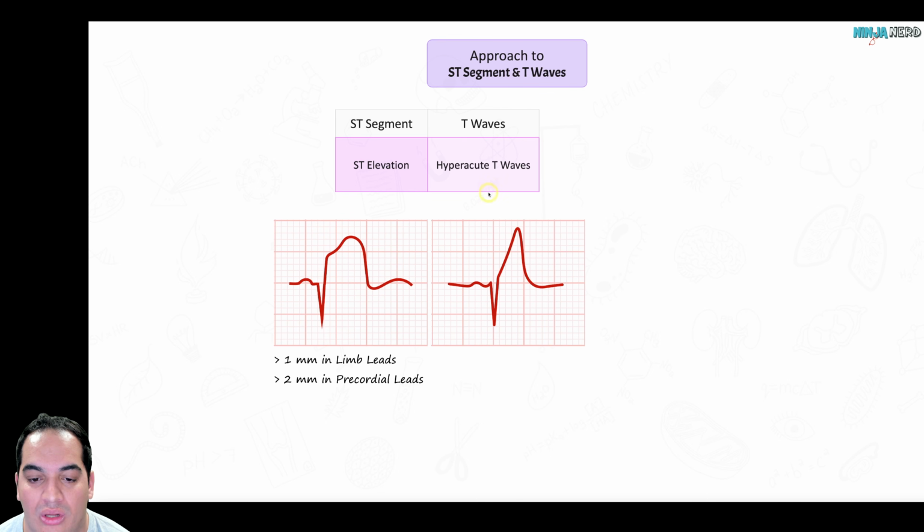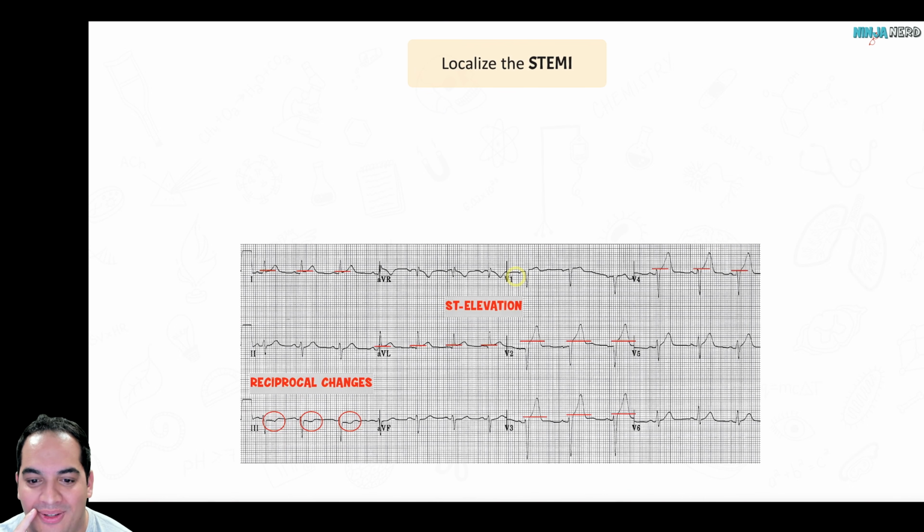So this could be an early indicator of myocardial infarction that then will progress to this. All right. So either way, when I see ST elevation or hyperacute T waves, my first thought is a STEMI. So then I have to start thinking about where's the ST elevation, where's these hyperacute T waves. I got to localize the STEMI, right? So how do I do that?